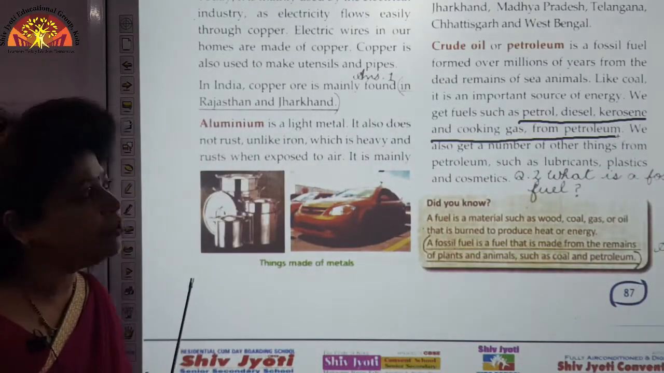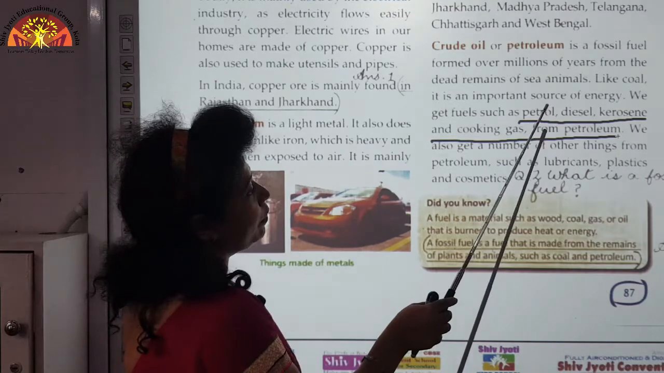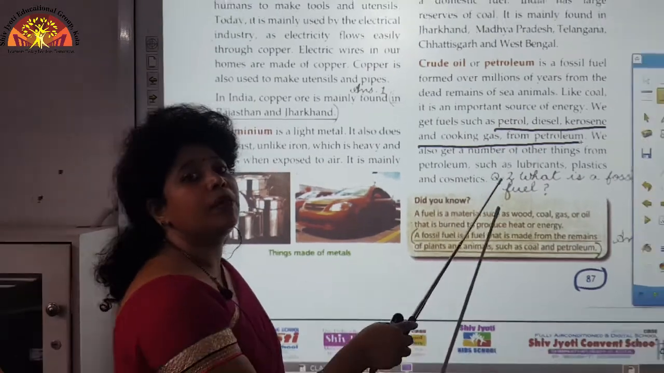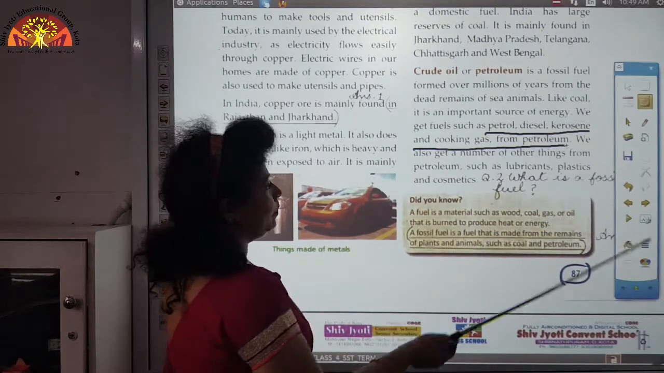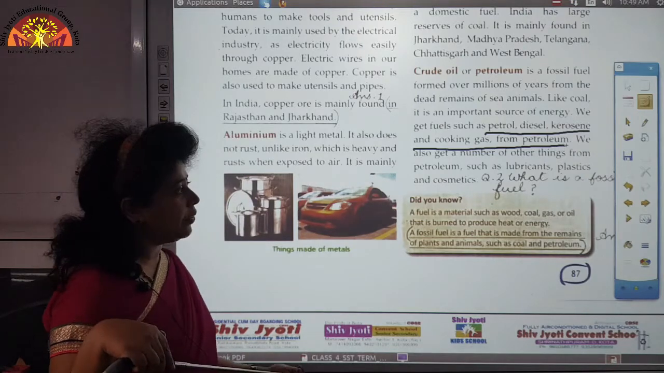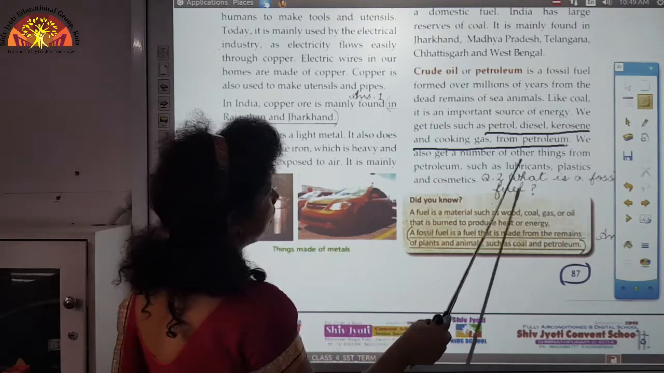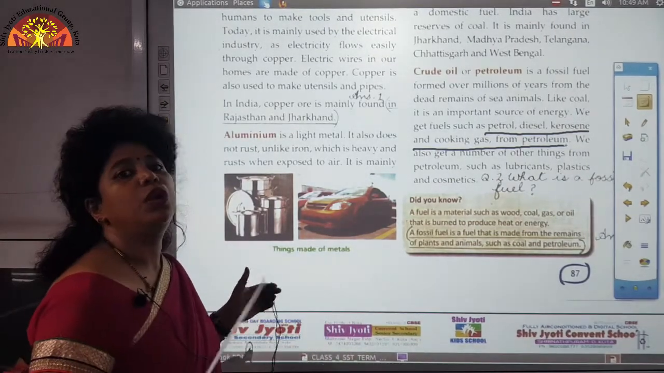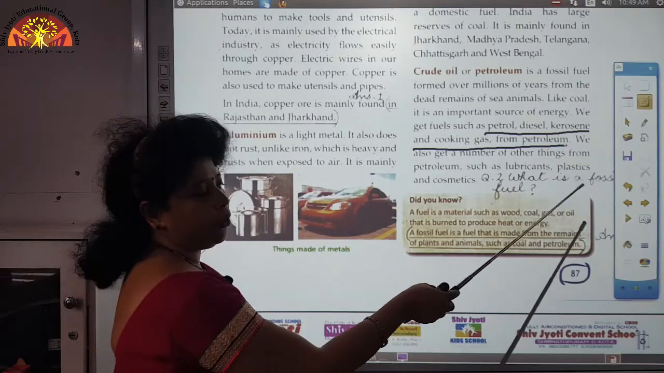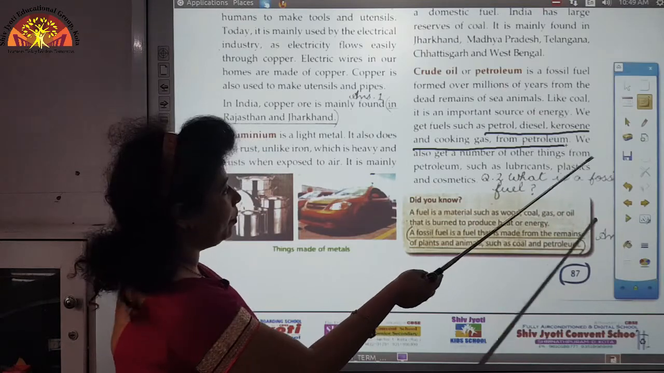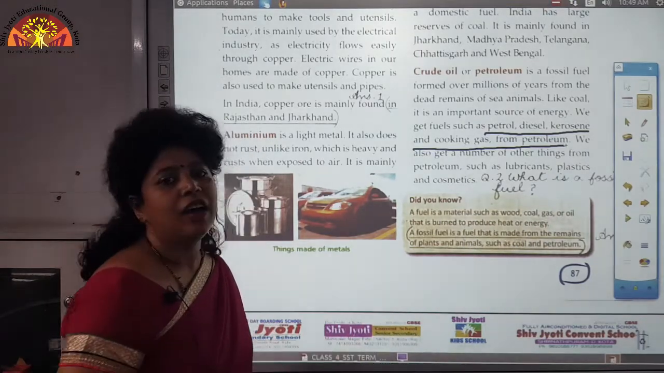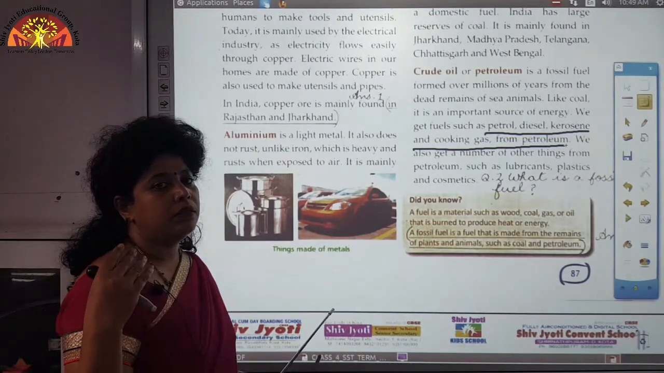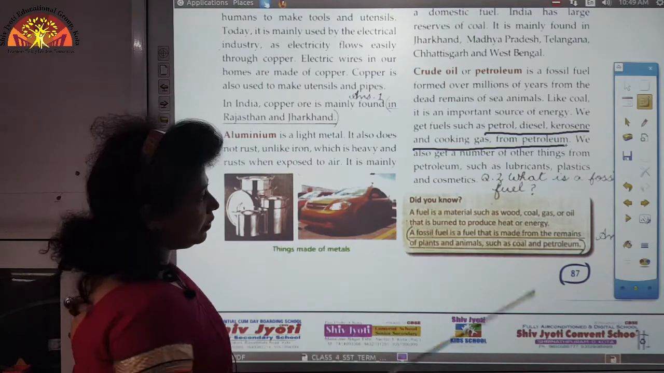So, what are the various uses of petroleum? You get products like petrol, diesel, kerosene and cooking gas, which is nothing but LPG, from petroleum. We also get a number of things from petroleum such as lubricants, plastics and cosmetics. What are lubricants? Lubricants are used in vehicles to lubricate the engines. Plastics are also obtained from petroleum. And various cosmetic products like shampoos, creams and Vaseline are all obtained from petroleum.